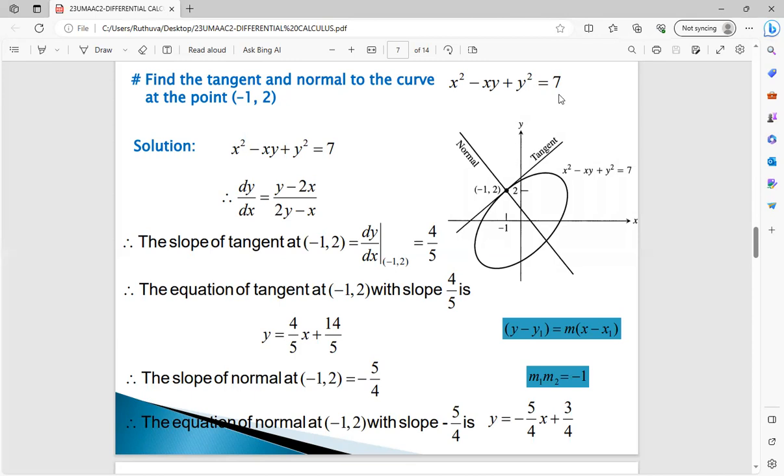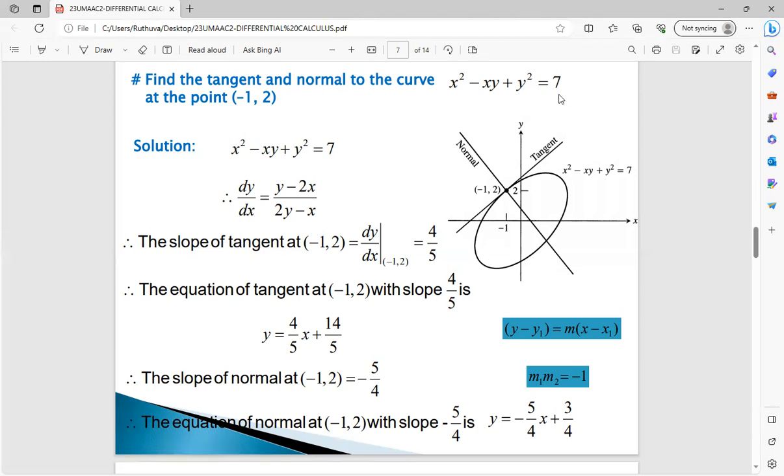So the equation of the tangent at the point minus 1 comma 2 with slope 4 by 5 is y equals 4 by 5 x plus 14 by 5. That equation comes from the formula y minus y1 equals m into x minus x1.